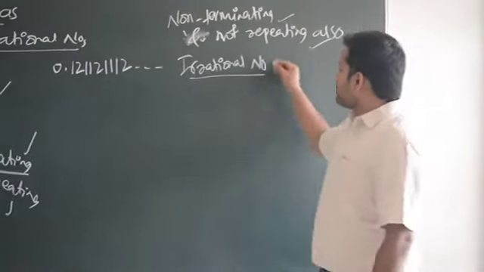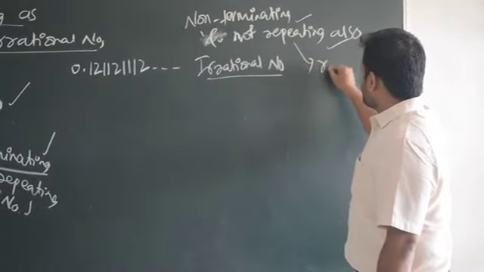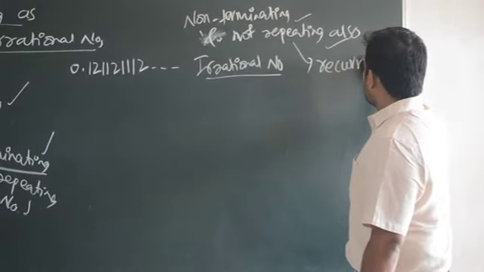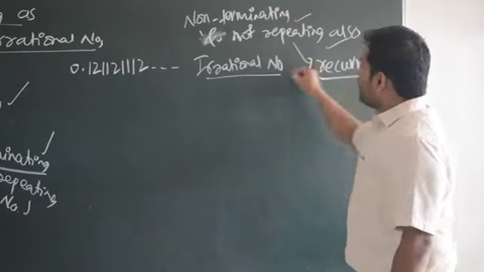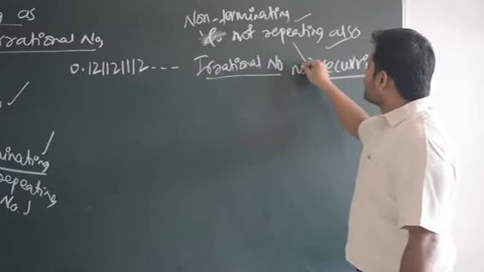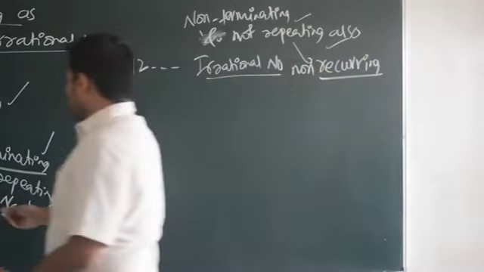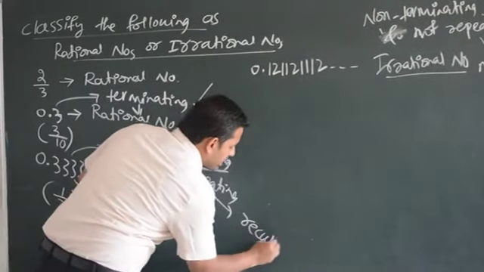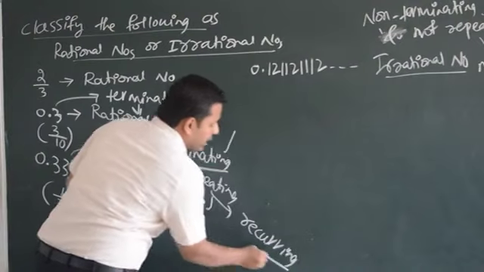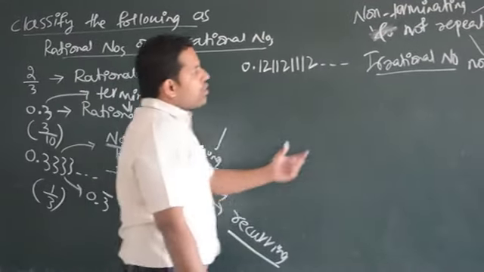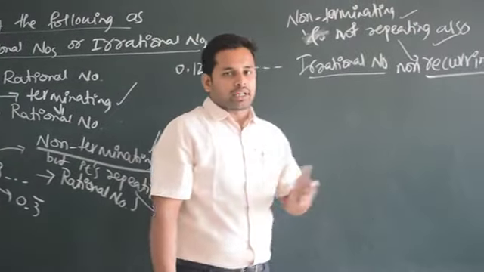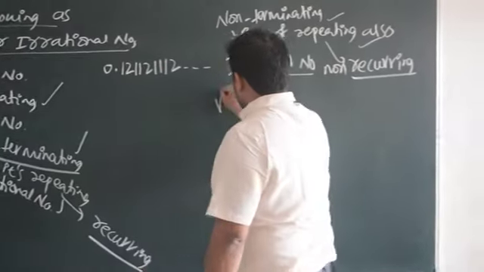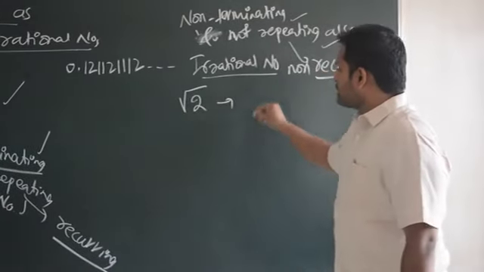They use the word repeating. They use one more word, that is recurring. In NCERT they are using recurring. Not repeating means non-recurring. Recurring means it is getting repeated again and again. Non-recurring means not repeating. Clear? Okay. Now if I ask you root 2, is it a rational number or an irrational number?